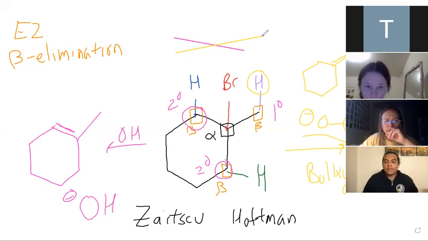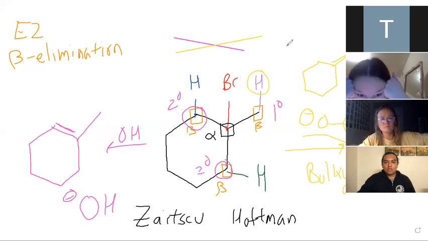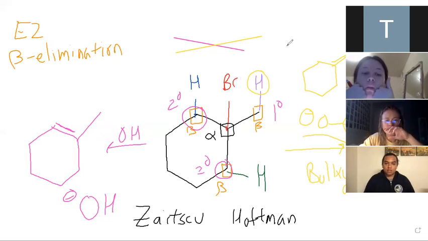Questions? Oh, I see something in the chat. Yep, this is similar to Markovnikov and anti-Markovnikov. So essentially, Zaitsev and Hofmann refer to elimination reactions. It tells you which proton you take.